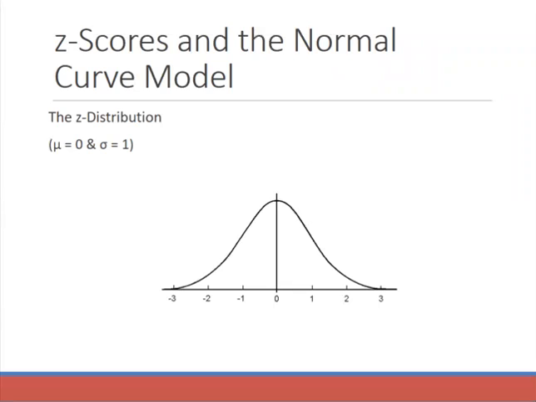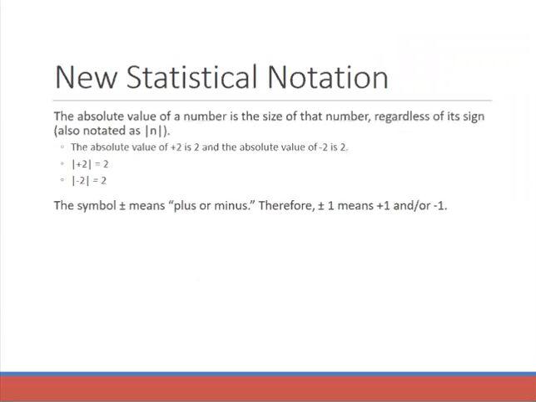So the locations identified by the z-score are the same for all distributions. We'll see a little bit more what that means in a minute. But again, with the z-score, the absolute value of the z-score is the size of the number, regardless of the sign. Absolute value is sometimes notated using these lines. And so the absolute value of +2 is 2, and the absolute value of -2 is 2. So it's just without the sign. The symbol plus or minus means, therefore, plus or minus 1 means positive or negative 1.